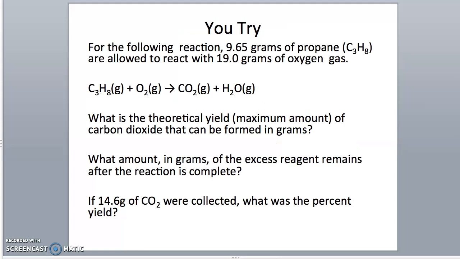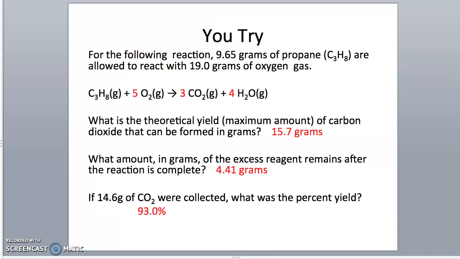This question encompasses all of the material covered. You will have to balance the equation first before moving on. Pause the video and give this a try, and I will provide the answers on the next slide. A little practice goes a long way, so practice a lot and make sure that you can solve this type of problem independently before the next exam.